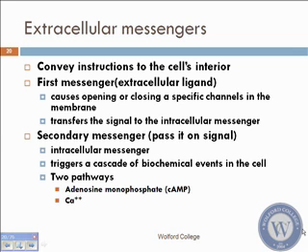Okay? So the first messenger is outside the cell, but it transfers the signal to the intracellular messenger, usually via secondary messengers, which pass on the signal. It triggers a cascade of biochemical events, which can be very complicated, which I'm not going to go into a lot of detail on. And the two main pathways are cyclic AMP and calcium. That you have to know. Okay? The two major pathways that we use are cyclic AMP and calcium.